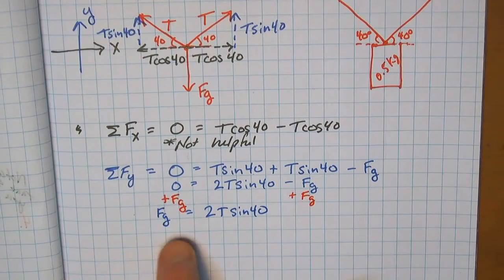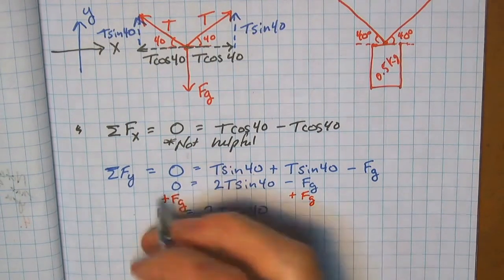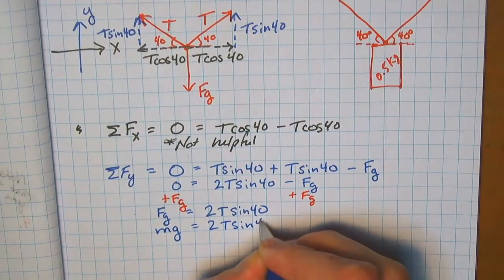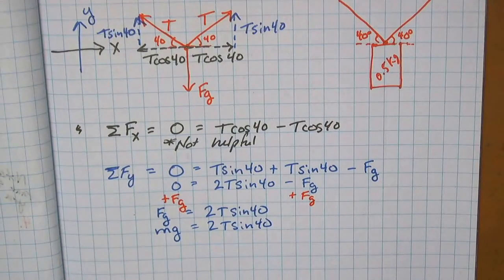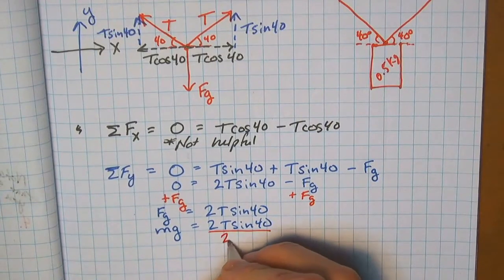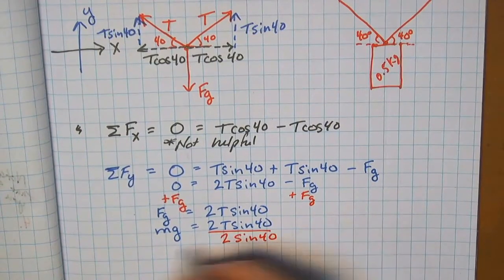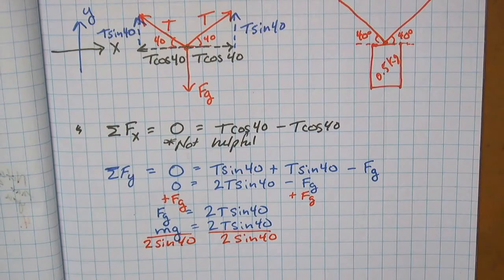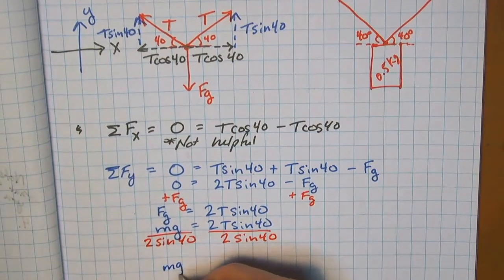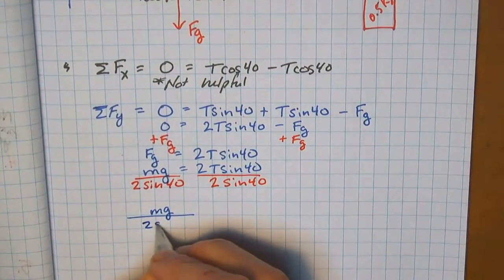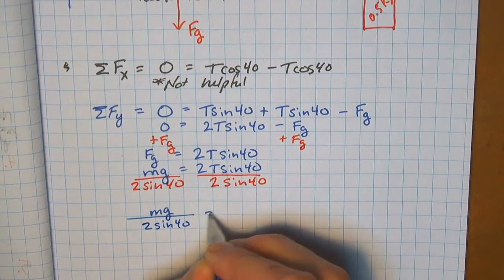Force of gravity is mg, so I'll go ahead and make that substitution. So that's mg is equal to 2T sine 40. I'm doing lots of the math steps here for you. We're trying to solve for T, so I'm going to divide both sides by 2 sine 40. So on this side, I'm going to get mg divided by 2 sine 40 is equal to T.